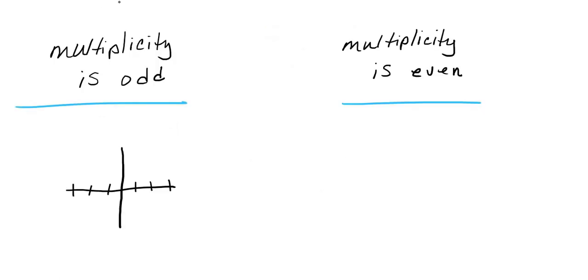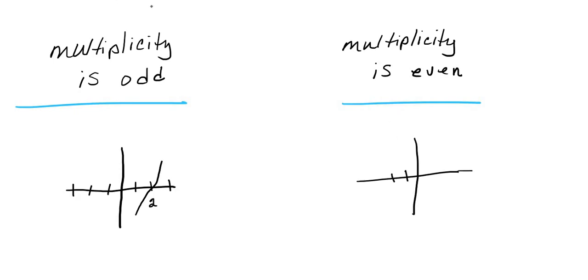Let's look at an example. Let's say I have a 0 at 2. If my graph goes through the point 2, then I know that that multiplicity is odd. Right? The multiplicity is either 1, 3, 5, 7, something like that.